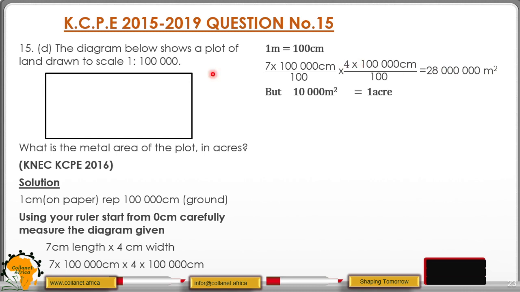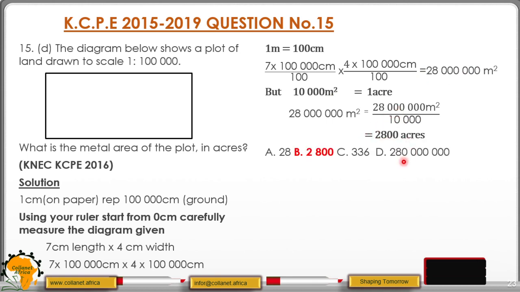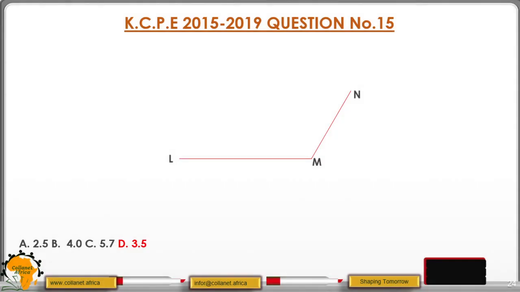28 million, because we are looking at the area in hectares. But remember, 10,000 meters squared make 1 acre. So if you want to know the number of acres here, you divide by 10,000. In this case, this cancels out, and you're left with 2,800 acres. So that is your answer.